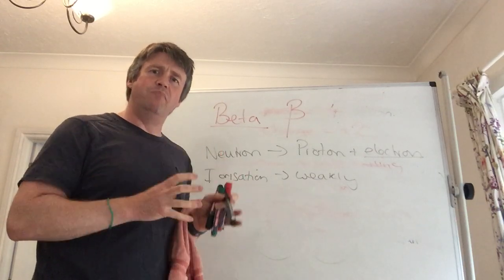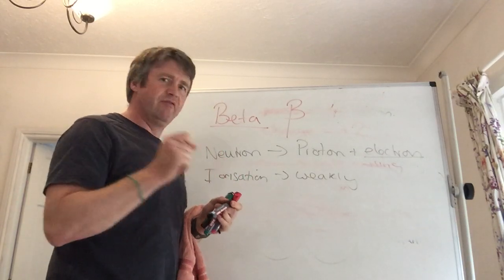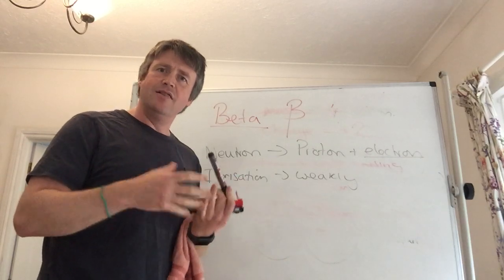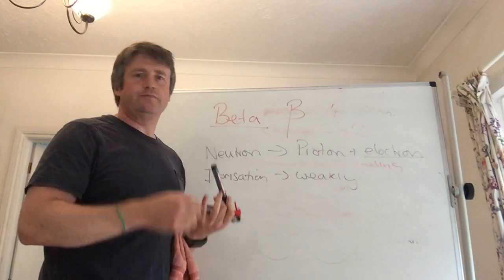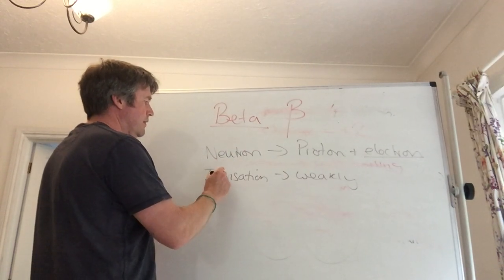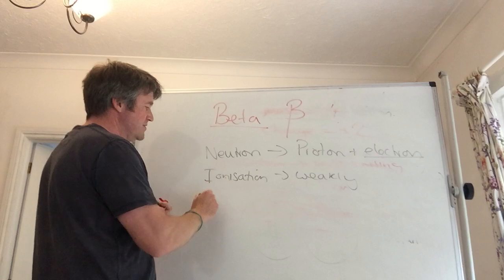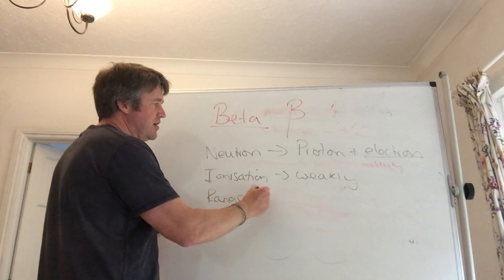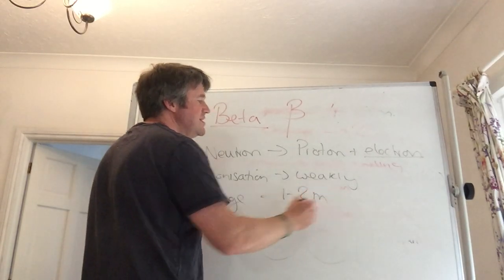It's like being hit by a bowling ball. This is like being flicked by a pea. Yeah, it's a lot less ionising. However, in terms of range, it has a much larger range, 1 to 2 metres.